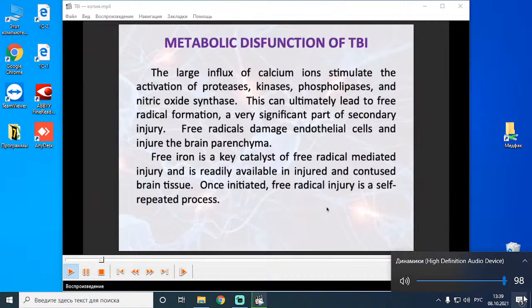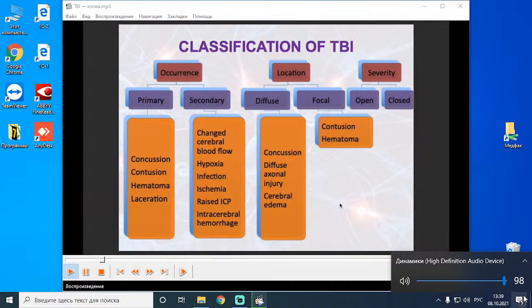Classification of traumatic brain injury. First, according to occurrence: primary, secondary; according to location, diffuse and focal; according to severity, open and closed. Primary TBI: concussion, contusion, hematoma, laceration. Secondary TBI: changed cerebral blood flow, hypoxia, infection, ischemia, raised ICP, intracerebral hemorrhage. Diffuse TBI: concussion, diffuse axonal injury, cerebral edema. And focal TBI: contusion, hematoma.